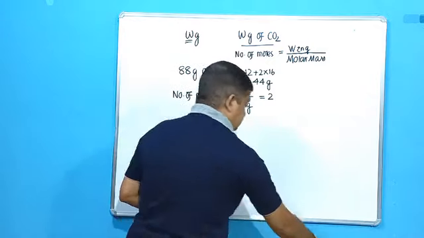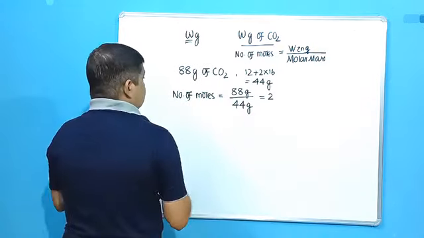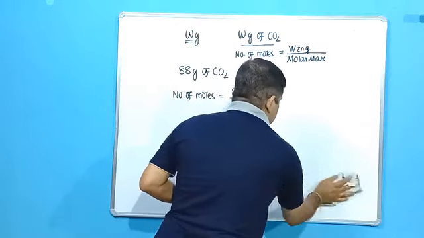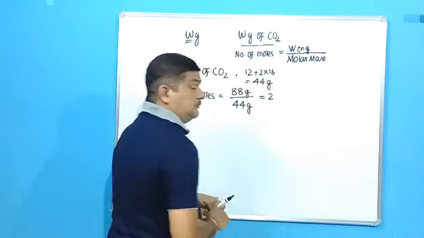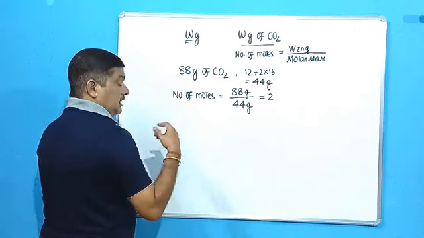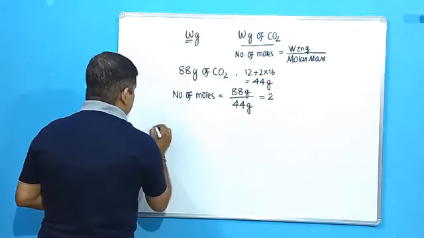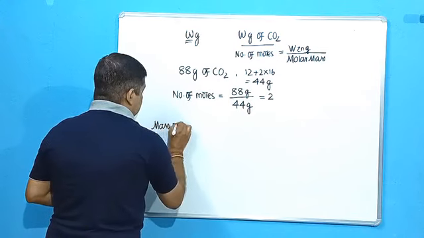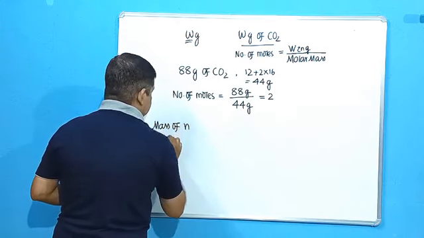Okay. Then in the question given to you, what was asked? Find out the mass of one molecule. Okay. So how could you find out? Now the mass of n molecules.